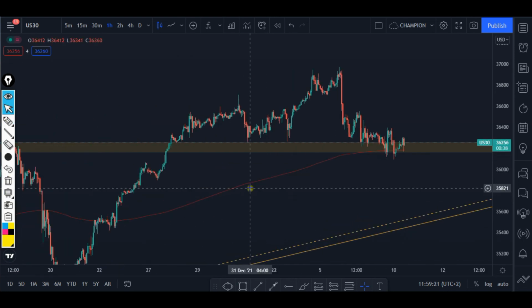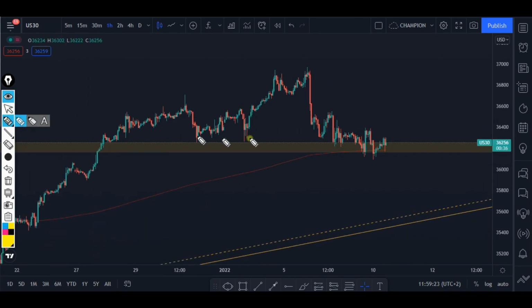I hope you get what I'm trying to show you guys. If the market doesn't respect this area here, then we will be having something like this. But if the market respects this area, this is what we're gonna have. It's US30. Anything is possible. Remember that anything is possible.